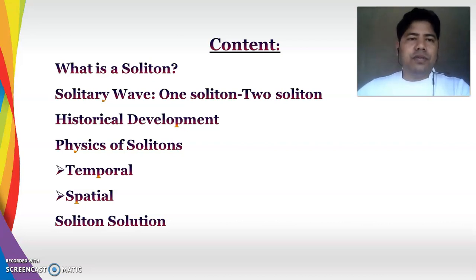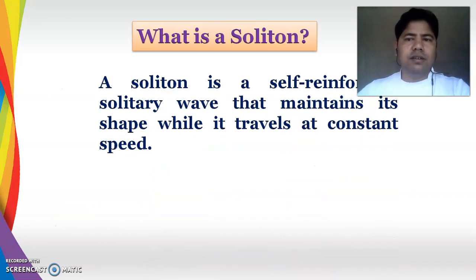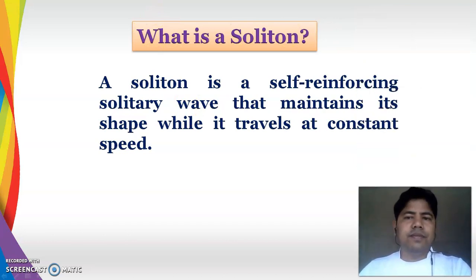Okay, so first we need to know the definition of soliton. What is this? It sounds like photon, so its basic properties should be similar to photon. So let's see what is soliton. A soliton is a self-reinforcing solitary wave that maintains its shape while it travels at constant speed.